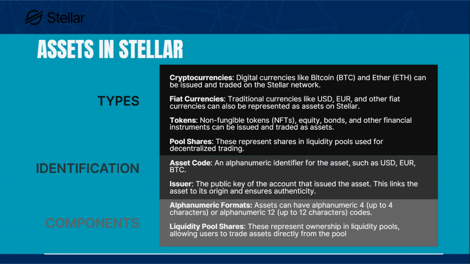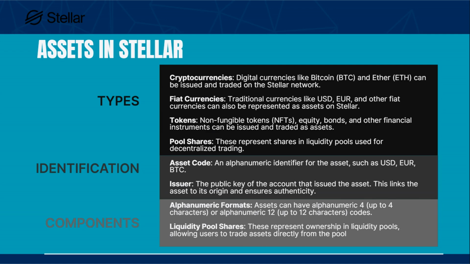Finally, let's talk about assets, which represent value in the Stellar network. Stellar supports many asset types: cryptocurrencies like BTC and ETH, fiat currency like USDC, Euro, ZAR, stablecoins, tokens, NFTs, and financial instruments. Every Stellar asset is defined by an asset code and an issuer account. For example, USDC issued by Circle is different from USD issued by another institution. This ensures accountability, transparency, and trust.